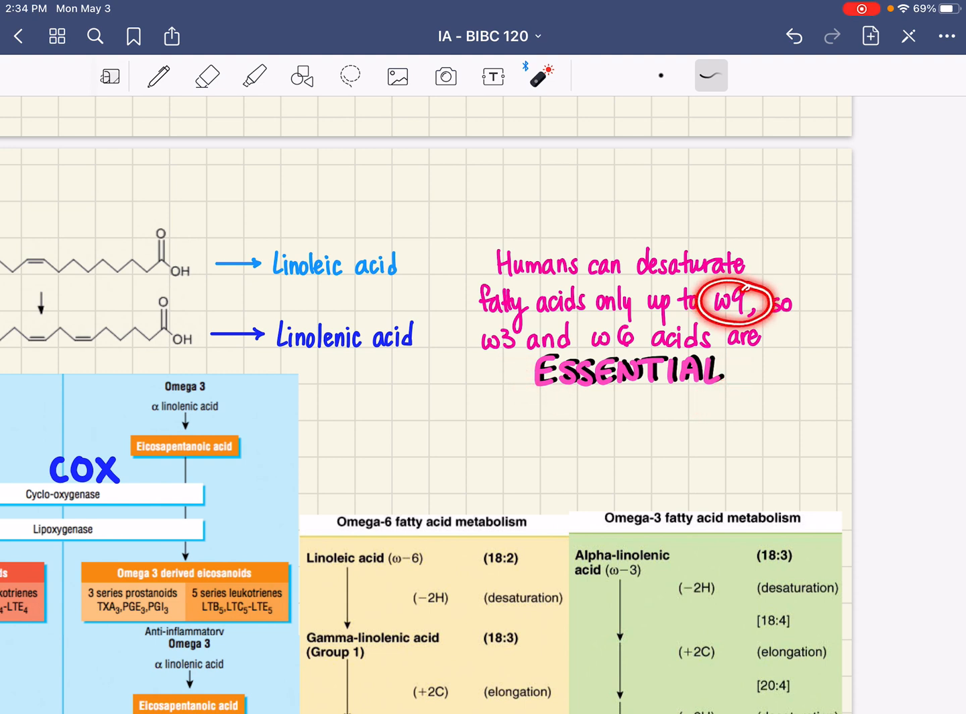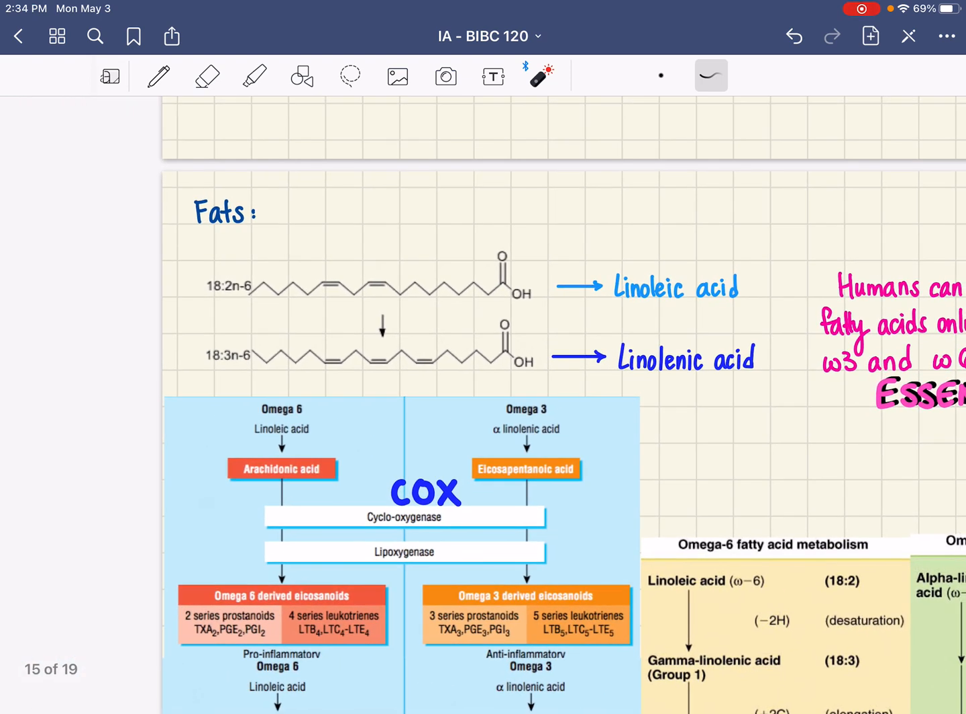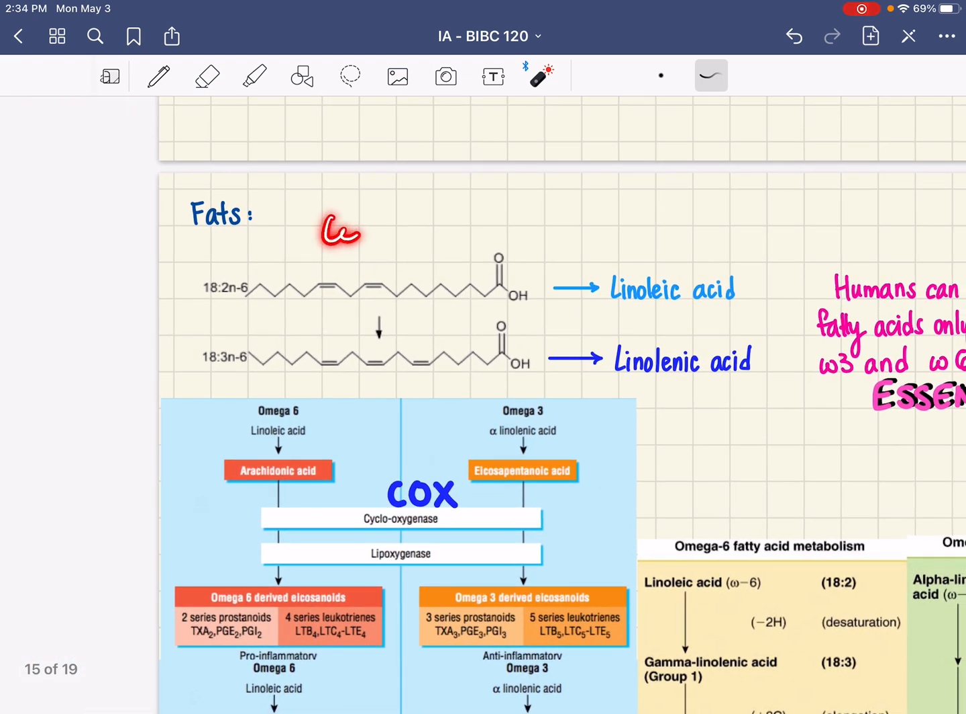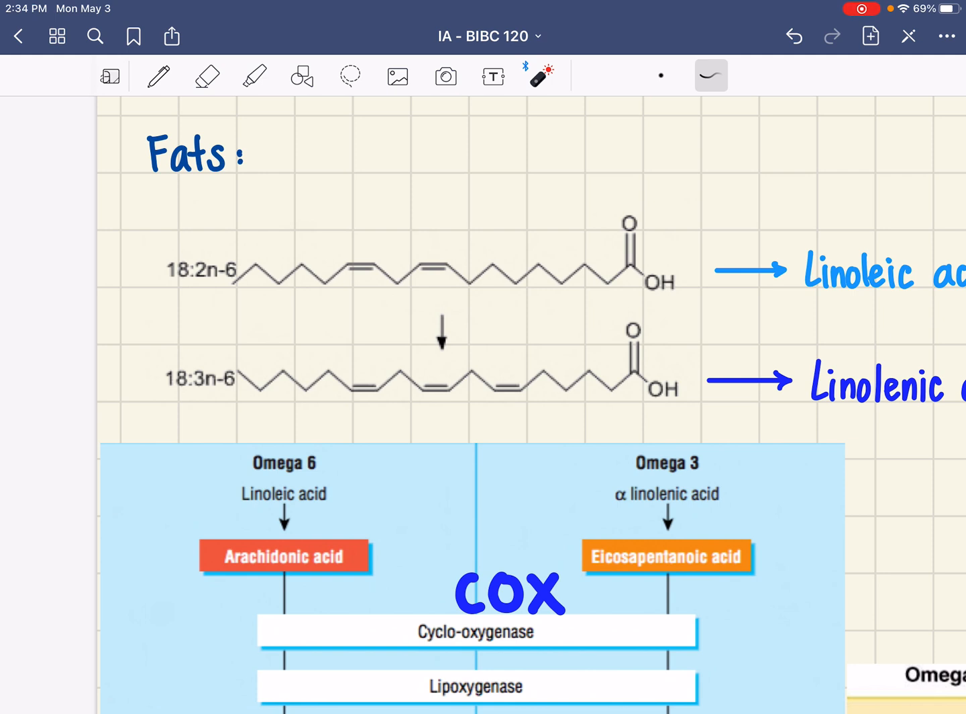And for anyone who is unfamiliar with omega, I think I skipped it. So omega, think of omega as end, at the end. So at the end of the fatty acid chain, we start counting the numbers. For example, counting the carbons, 1, 2, 3, 4, 5, 6. So linoleic is an omega-6 fatty acid because it is the 6th carbon that has the first unsaturation. And same here, 1, 2, 3, 4, 5, 6. This is also omega-6. Okay?